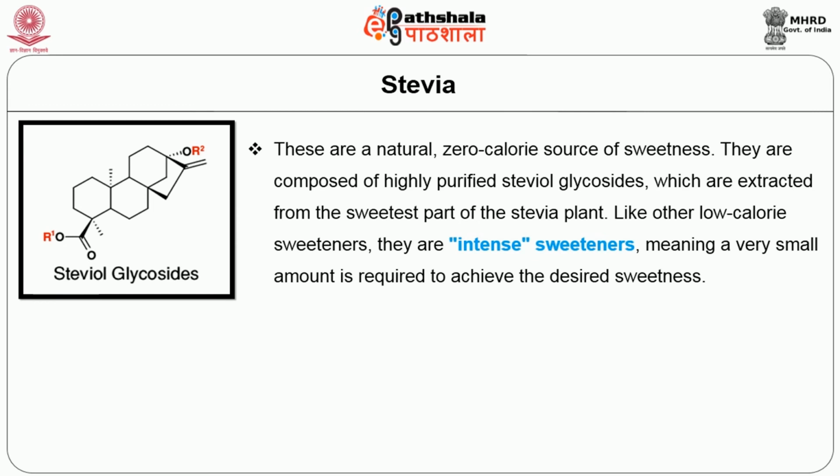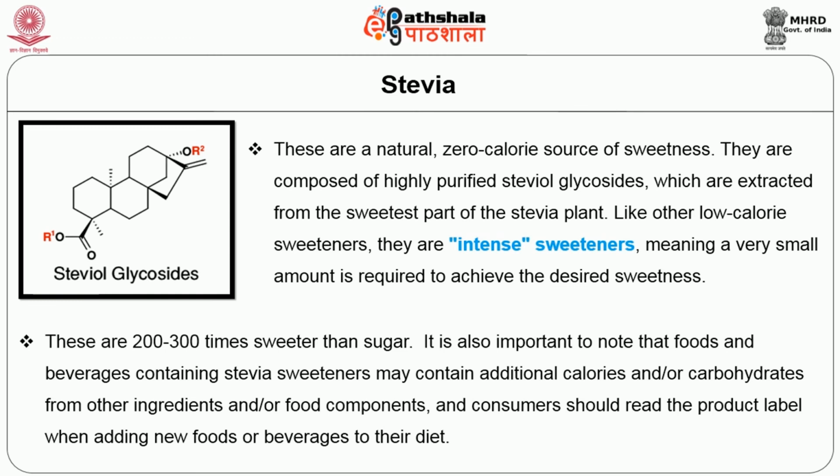Like other low calorie sweeteners, they are intense sweeteners, meaning a very small amount is required and is enough to achieve the desired sweetness. Stevia sweeteners are 200 to 300 times sweeter than the table sugar. It is also important to note that food and beverages containing stevia sweeteners may contain additional calories and also food components, and consumers should read the product label when adding new food or beverage to their diet.